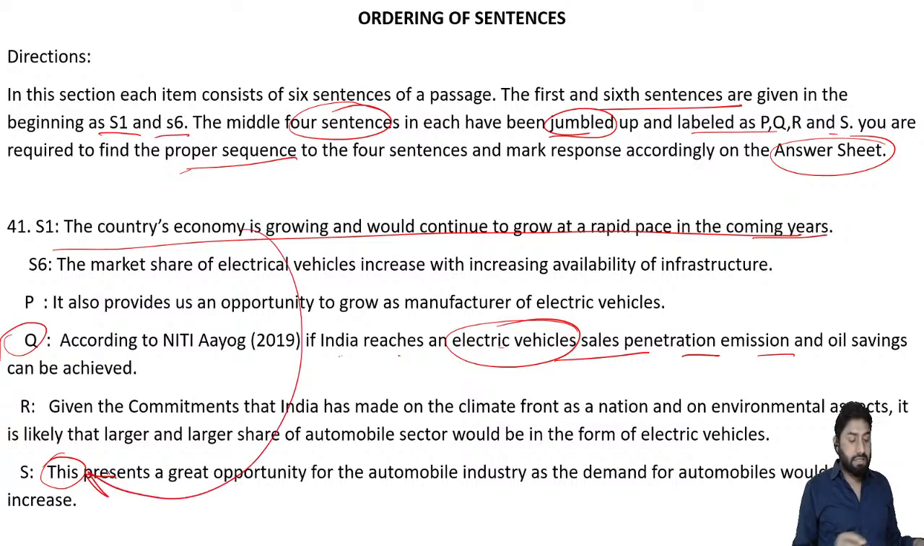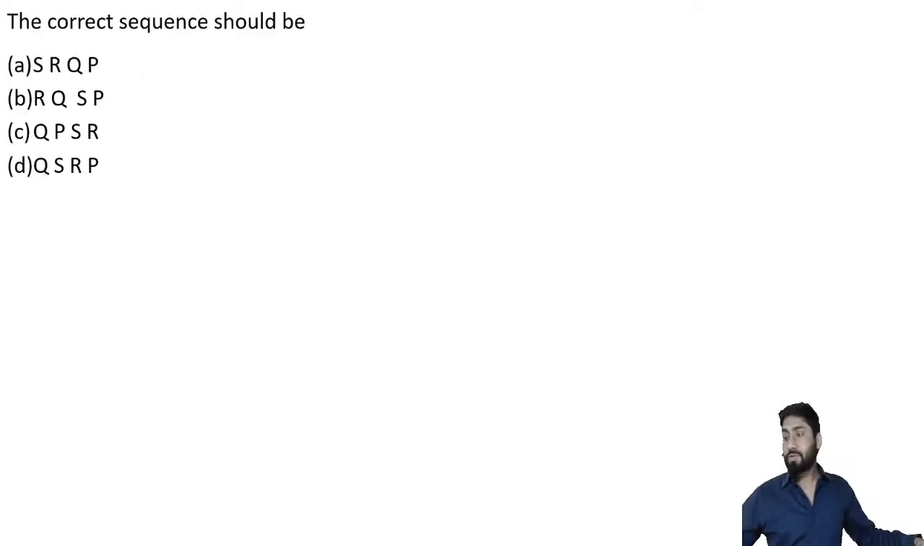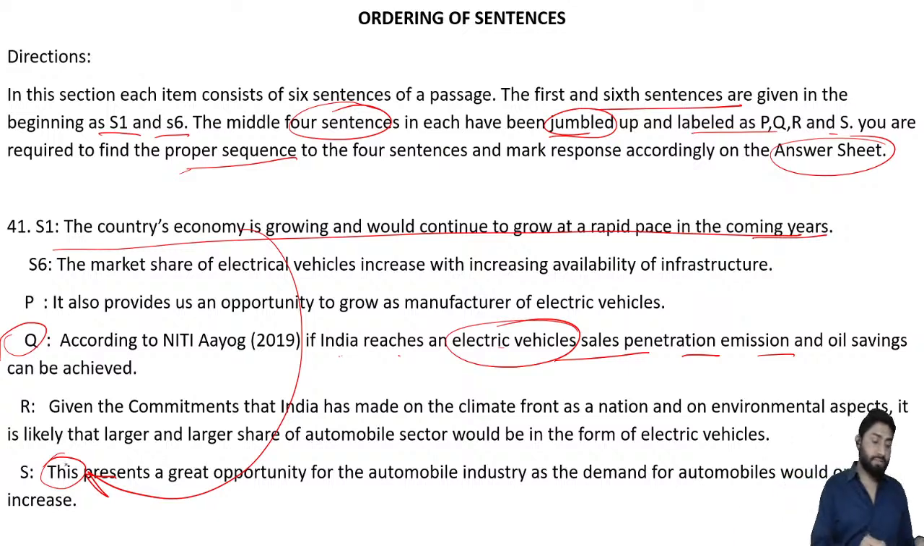That is this. So this presents a greater opportunity for the automobile industry as the demand for automobiles would only increase. Why? Because the country's economy is growing and would continue to grow at a rapid pace in coming years. That's what the option is, and you're left with the options now, SRQP. Anyway, you can check that. After this one, you go for this.